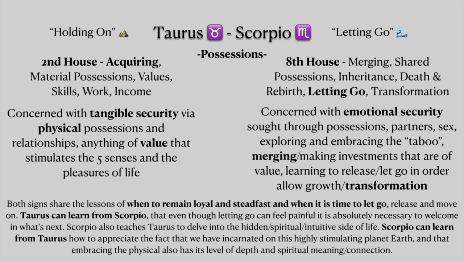Both signs share the lessons of when to remain loyal and steadfast, and when it is time to let go, release, and move on. Taurus can learn from Scorpio that even though letting go can feel painful, it is absolutely necessary to welcome in what's next. Scorpio also teaches Taurus to delve into the hidden, spiritual, intuitive side of life. Scorpio can learn from Taurus how to appreciate the fact that we have incarnated on this highly stimulating planet Earth, and that embracing the physical also has its level of depth and spiritual meaning and connection.